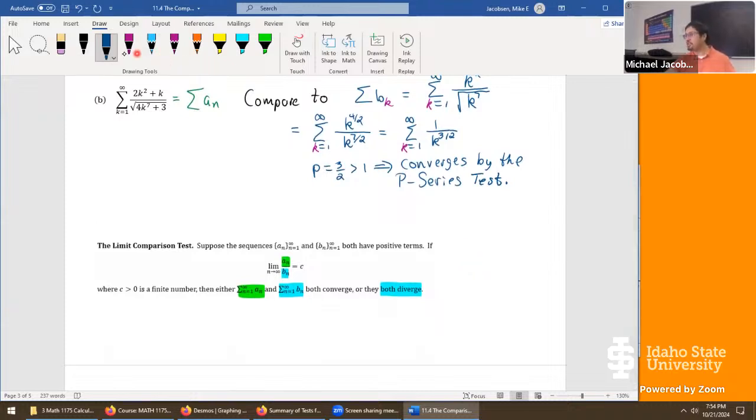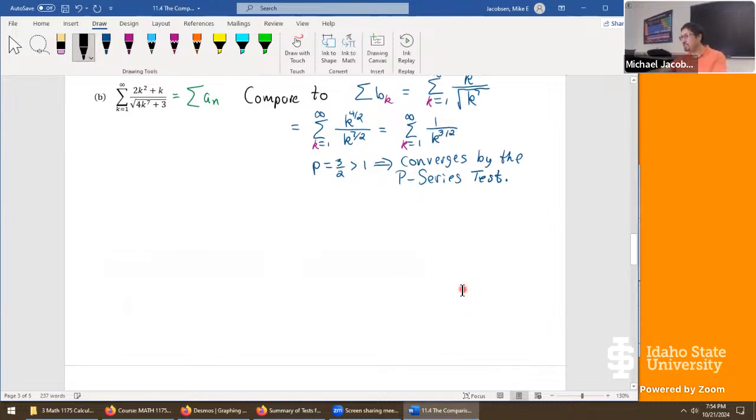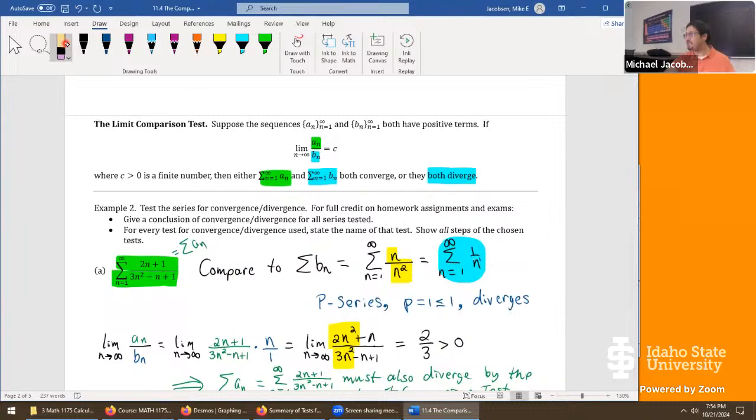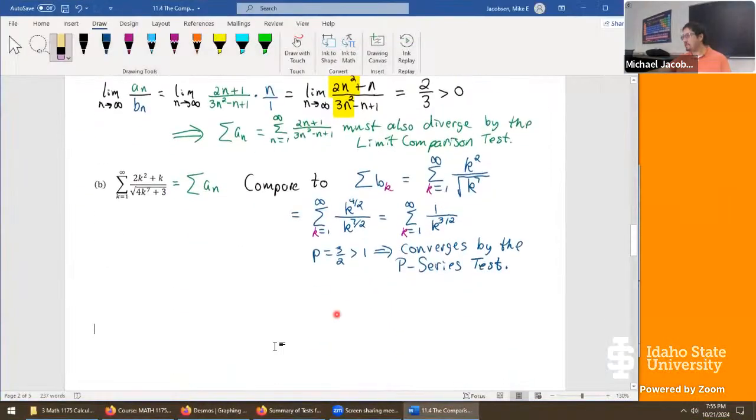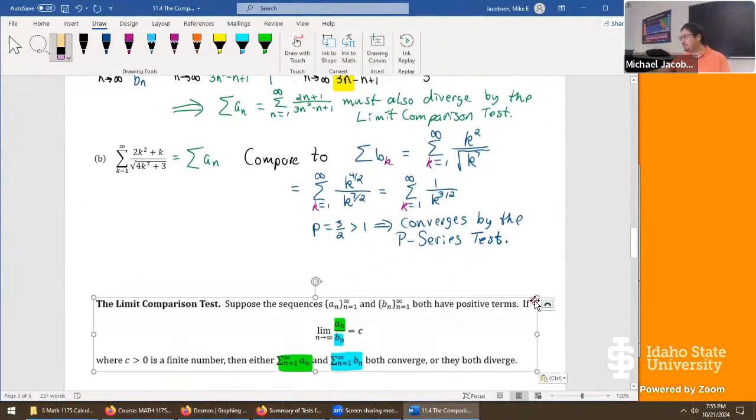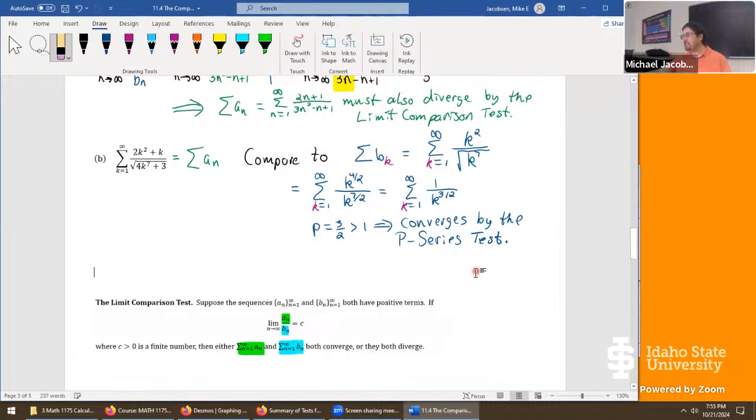If we got convergence, then let me see, can I fix that? No, that's a screenshot. Let me come back here and take another screenshot of this. Okay, drop that back down.